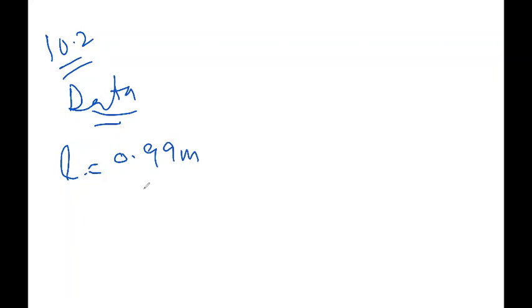It is taken to the Moon by an astronaut. The period of the pendulum is 4.9 seconds. Time period is 4.9 seconds. What is the value of g on the surface of the Moon?